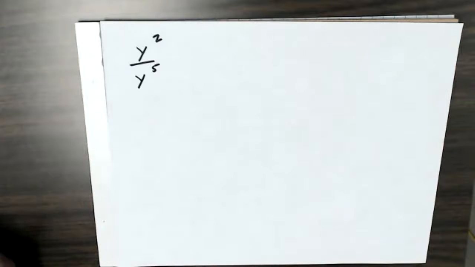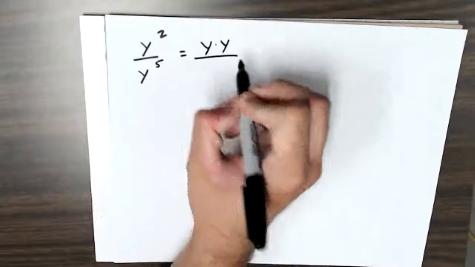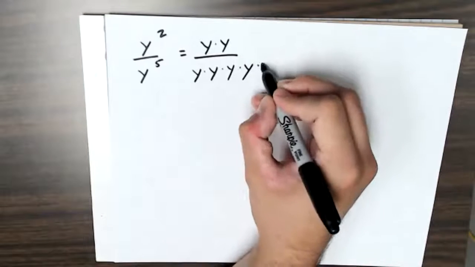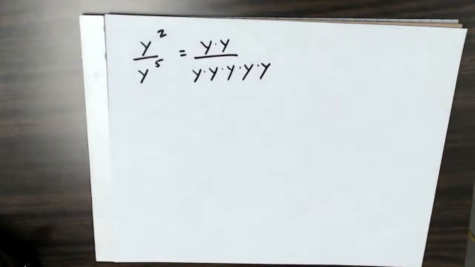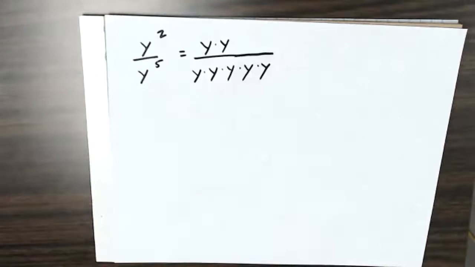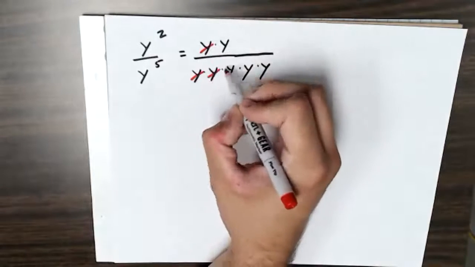And I'm going to write this a few different ways. First off, I'm going to go old school, and I'm going to just write this thing out. Y times y over y times y times y times y times y. Why did I write so many y's, okay? And just like before, I'm going to cancel stuff out, okay? I'm going to take my red ink, and I'm going to cancel the first y and the second y.